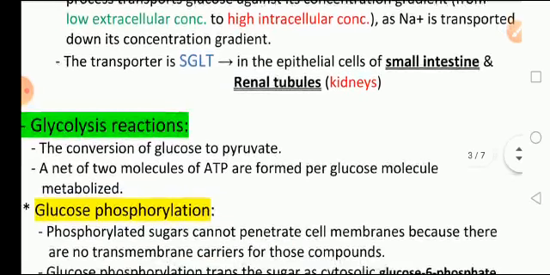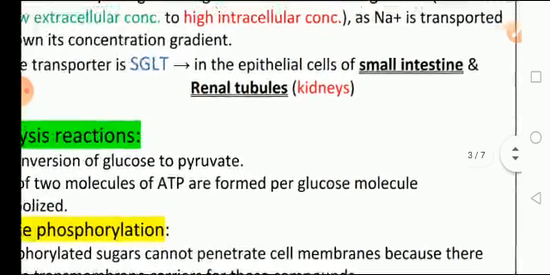Here the transporter is not GLUT, it is SGLT. It's found in the epithelial cells of the small intestine and the renal tubules. I have discussed why it's present in the renal tubules, and I'll tell you now why it's present in the small intestine.